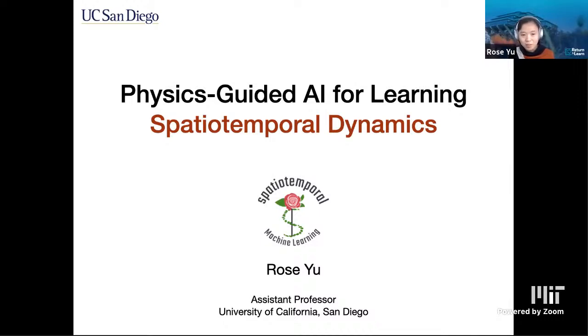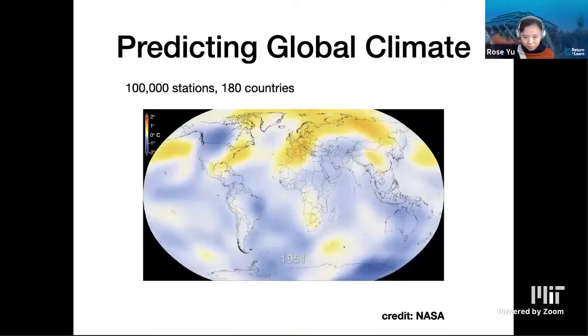So my name is Rose Yu, and I direct the Spatiotemporal Machine Learning Lab. Here is a logo of our lab. There is a hidden letter S and T in the picture of the rose, and that stands for spatiotemporal. Let me give you a few examples of what I mean by spatiotemporal dynamics.